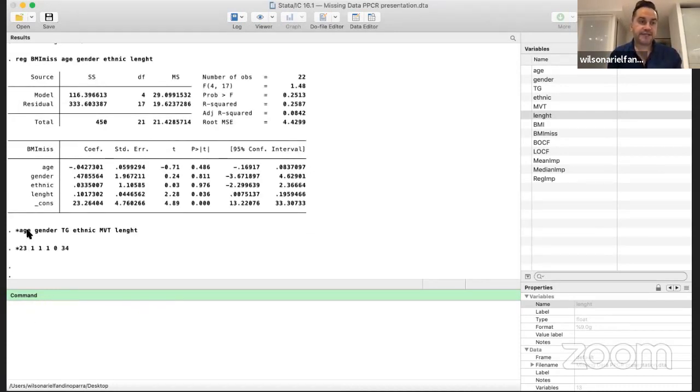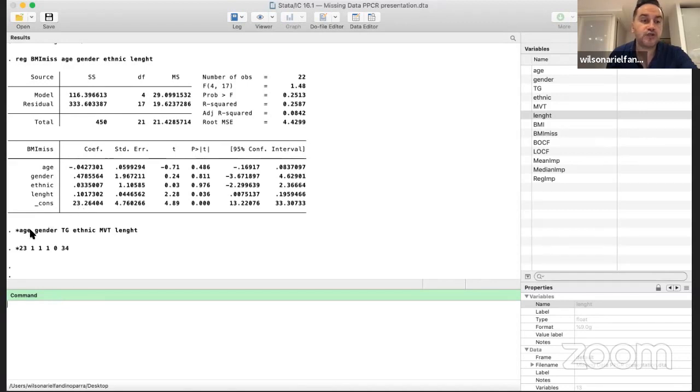So for the first patient, the age was 23, the gender was male, the treatment group was, for example, rivaroxaban. The ethnic was, let's say, white. The MBT was 0, which means that he didn't have the outcome, and the length of the operation was 34 minutes.